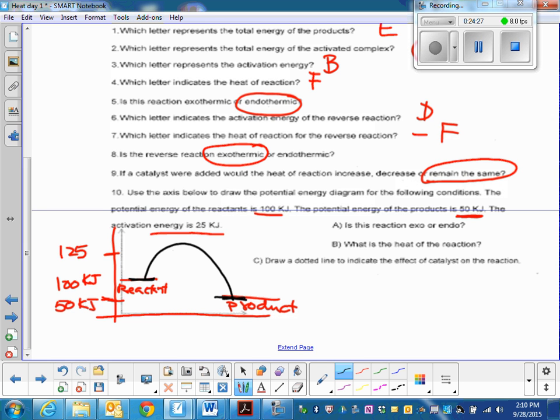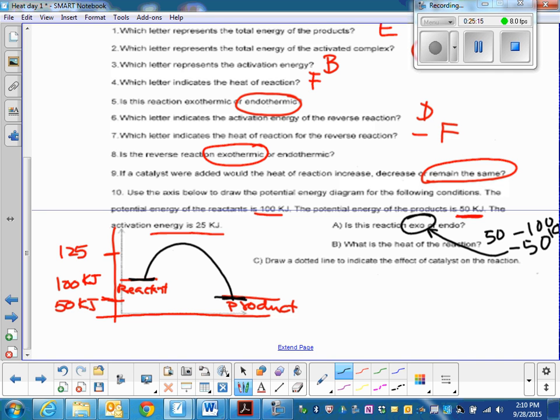Is this graph exo or endo? It is an exothermic reaction. Coming to Kate, what is the heat of reaction? That's the activation energy. How do I calculate the heat of reaction? It is calculated by heat of product, which is 50, minus heat of reactants, which is 100. So it's 50 minus 100. What is that? It's negative 50, and it makes sense because it is an exothermic reaction. Does that make sense? So the sign is very important.